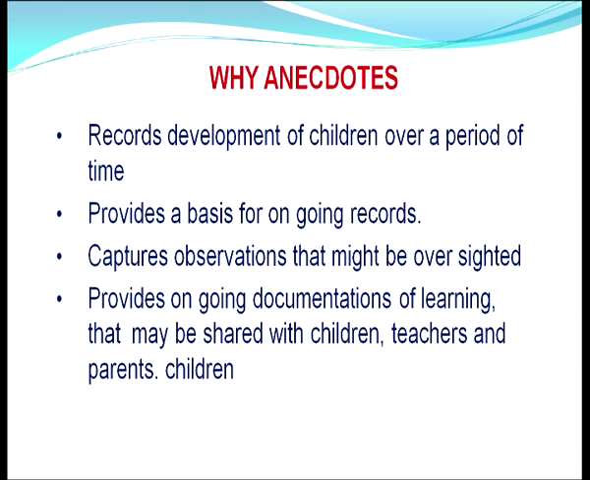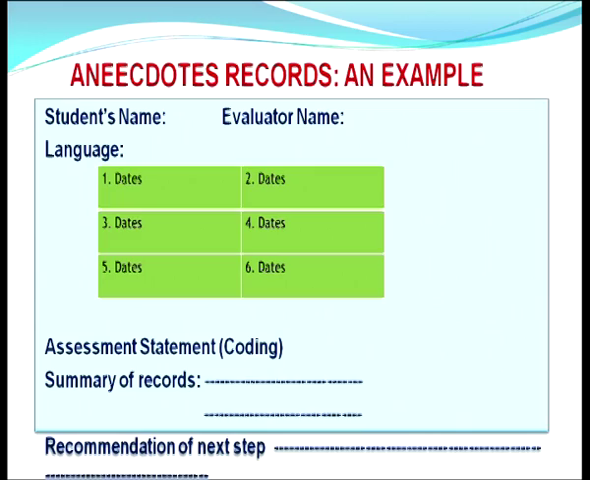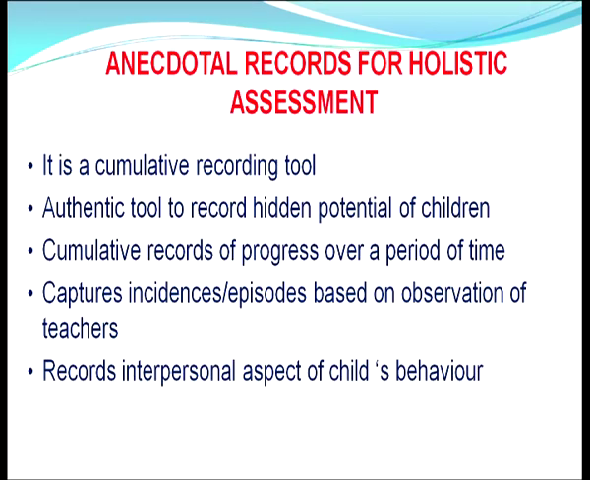Some very important strengths among the children may not be observed by the teacher during teaching and learning. So, if in some situation she observes a very good strength of the child, she must record and report it. It provides ongoing documentation of learning that may be shared with children, teachers and parents. Some examples of anecdotes have been given here, showing how to record the child's behavior which should be reported. The anecdotal record is basically for holistic assessment. It is a cumulative recording tool, an authentic tool to record the hidden potential of children, which sometimes cannot easily be seen by the teacher in a natural classroom situation.